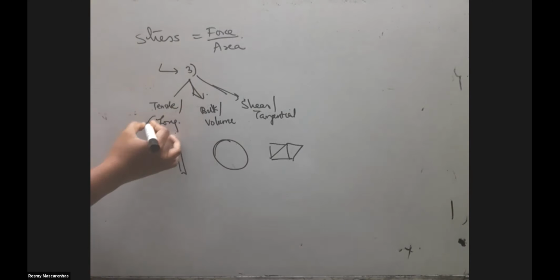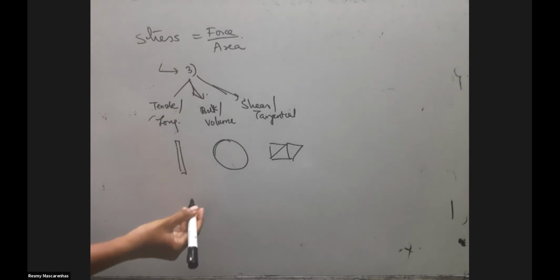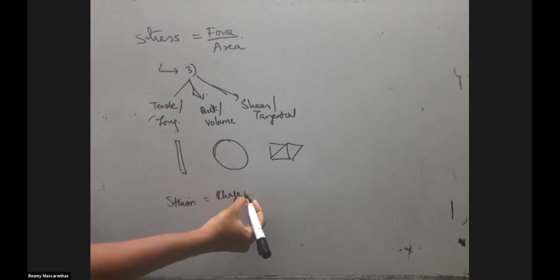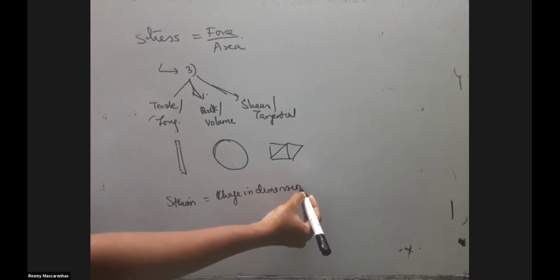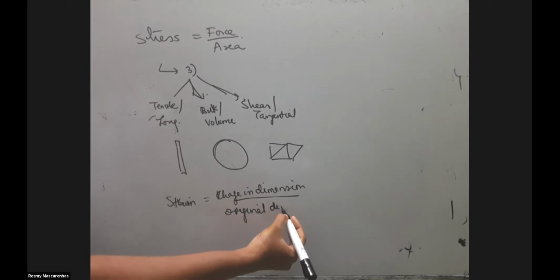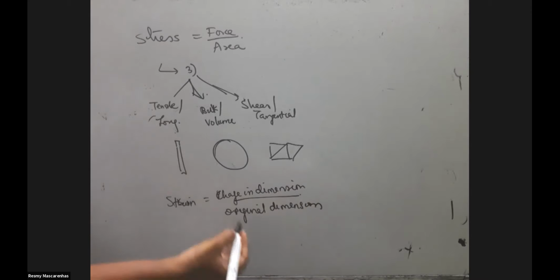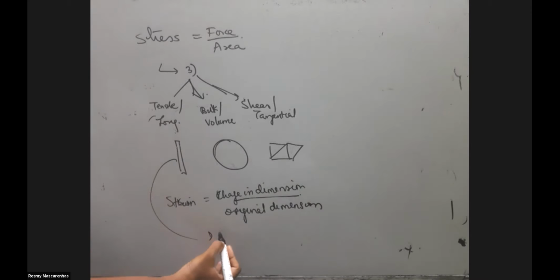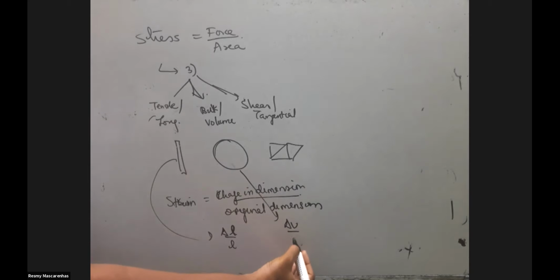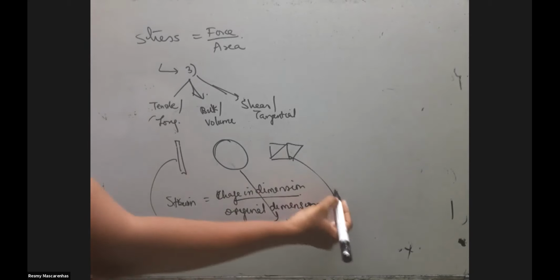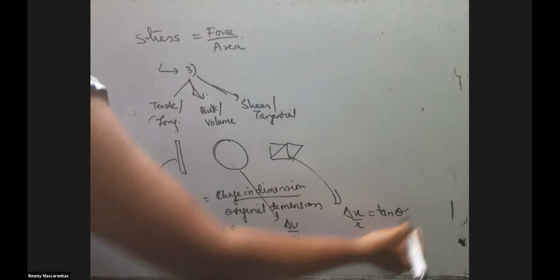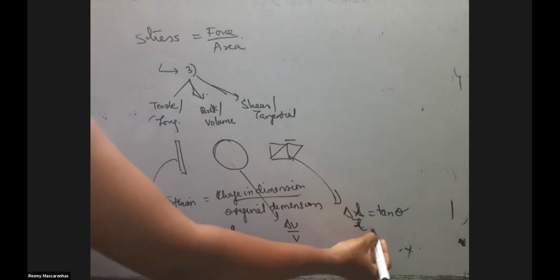Then, same as for tensile stress, we had strain. Strain is nothing but change in dimension upon your original dimension. So for tensile, strain would have been delta L upon L. Again, this would have been delta V upon V. And this is again delta L or delta X upon X, which is also equal to tan theta. This is X or L upon L also.